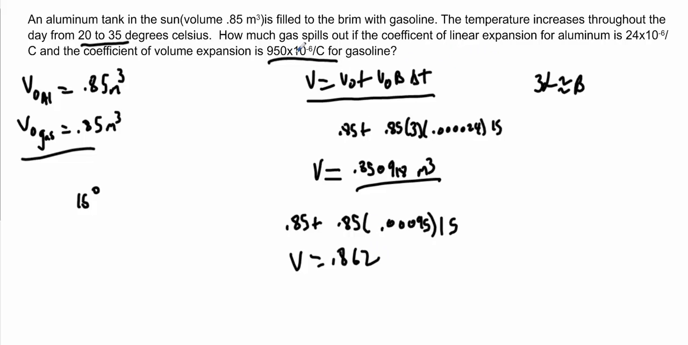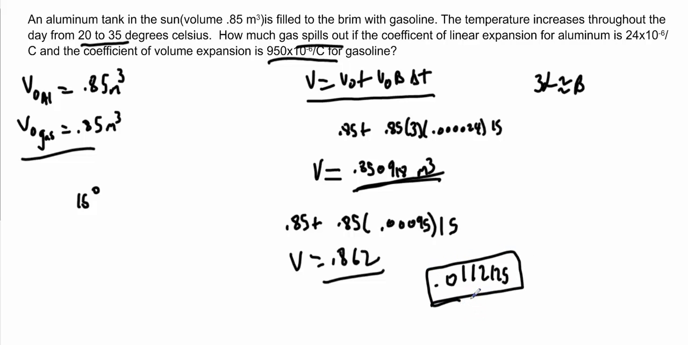Now it asked how much gas spills out. Well, if my tank only expanded to 0.850918 and my gasoline expanded to 0.862, that's clearly a greater volume of gasoline, so the difference between them is going to get me how much gas spilled out. So 0.862 minus 0.8509 tells me that I lost 0.0112125 gallons, or I guess not gallons, cubic meters of gasoline.